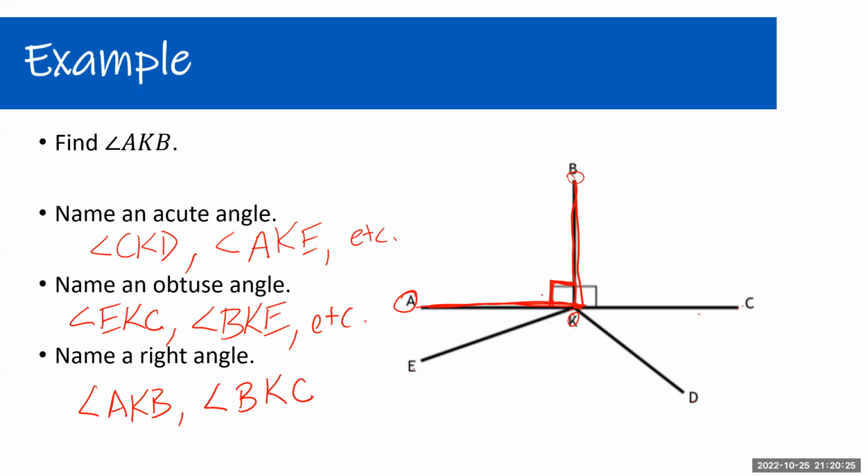Now remember, you could name those in opposite order, but remember that K has to be in the middle of them. Okay, same with all of those. We could not here say angle K, because there are a lot of angles that we could be talking about that have K as a vertex. We just listed all of those. So make sure that you use the 3-letter naming system anytime that there's that ambiguity, okay?